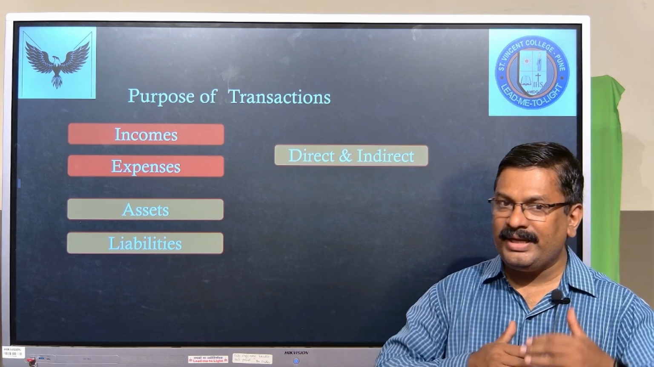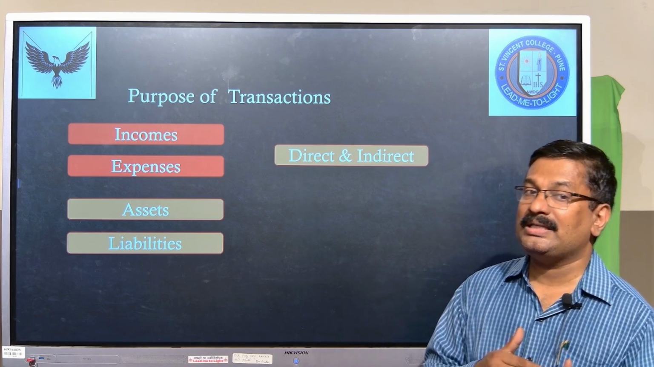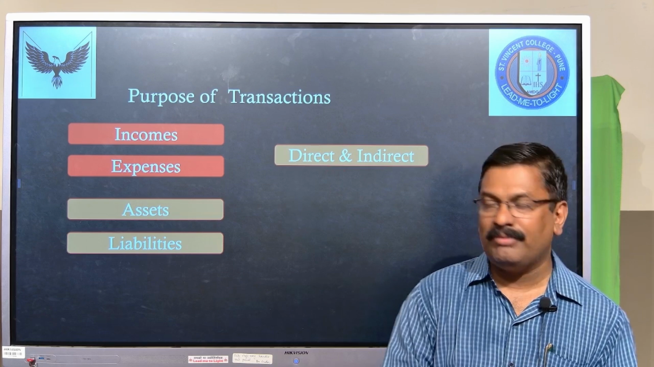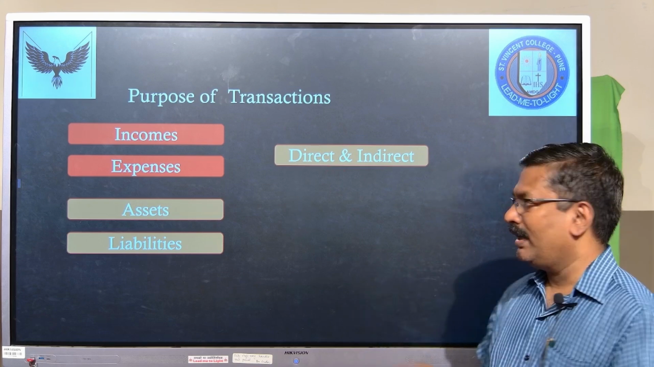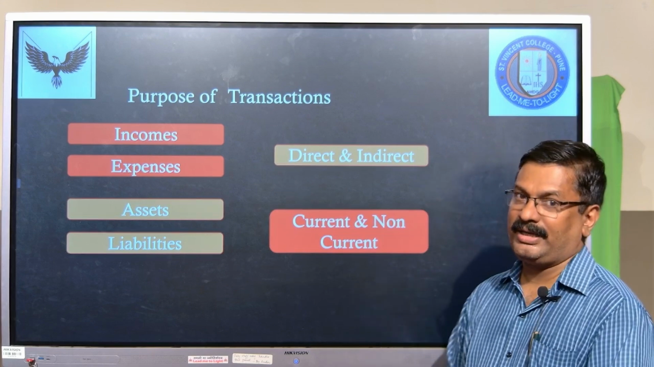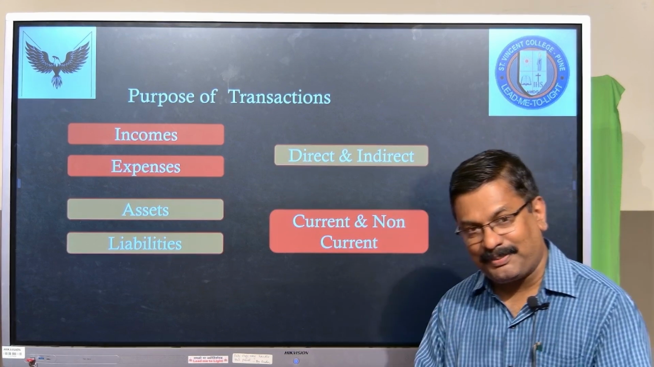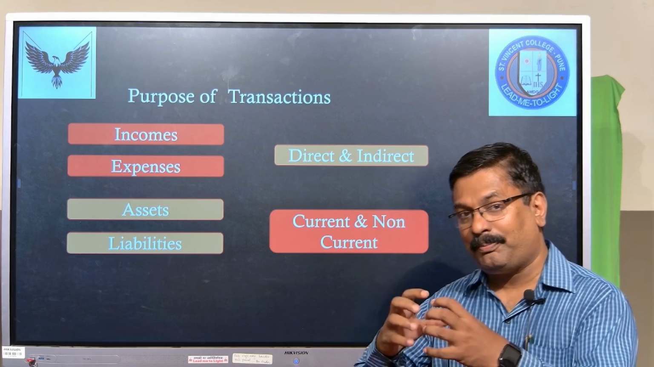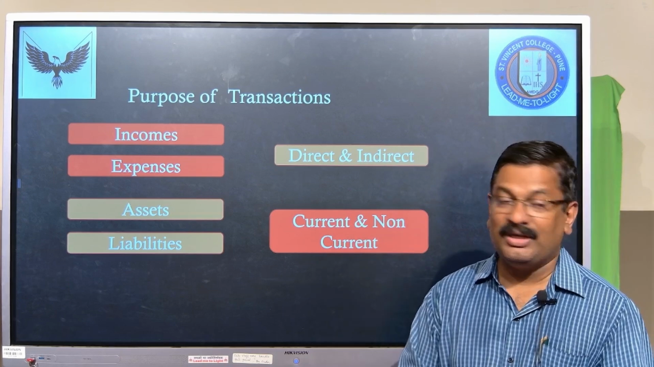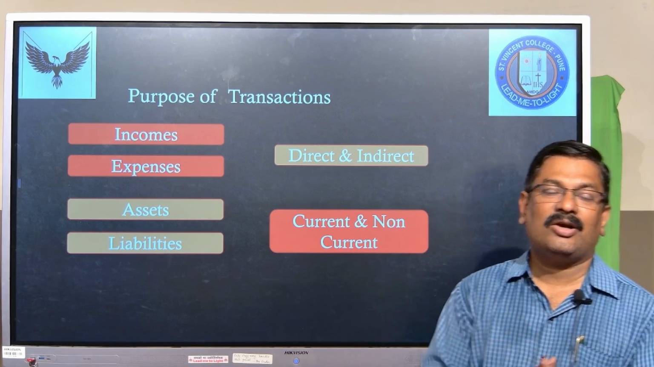Now these incomes and expenses, assets and liabilities can be classified further. That is, income can be direct income or indirect income. Expenses also can be direct expenses or indirect expenses. Now how do you identify direct and indirect? Any expenses that take place for the purpose of the organization, business, that is called direct expenses. Same way, that for the purpose of which the business is running, that is called direct income.